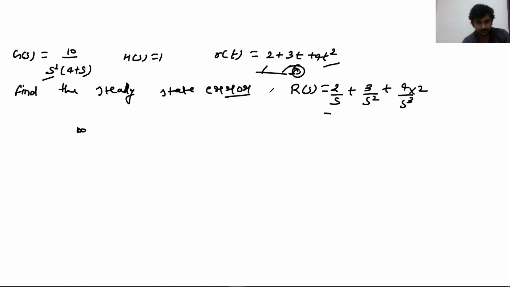Okay, so your steady state error will be given by only this term, because this will give 0 error. So let's make a table of this that will help you along the way.